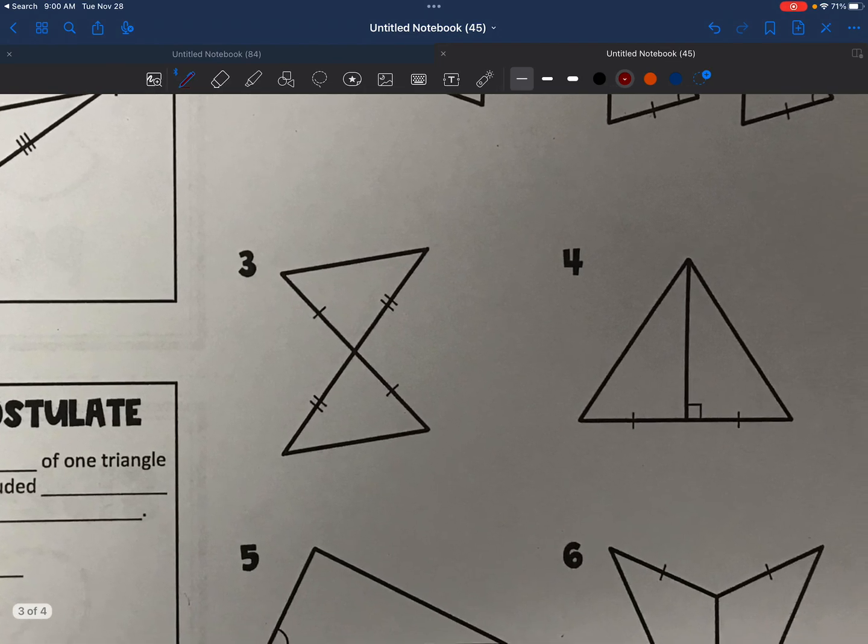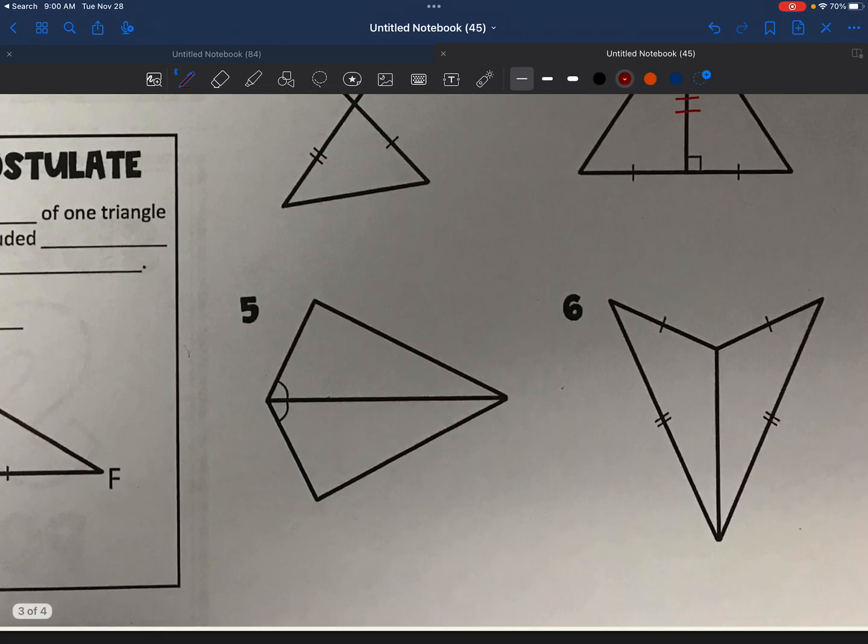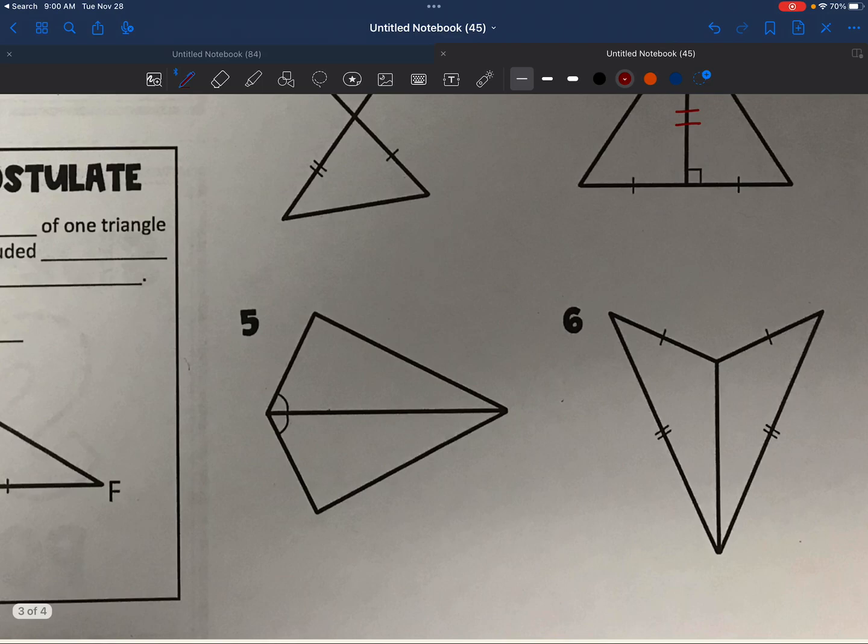4 has a shared side. Now, here, can I just use 2 lines? Yes, because I haven't used 2 yet. And then same thing on 5 and 6, right? On 5, I could just use 1 line because nothing else here is congruent. And then on 6, how many lines would I use to show that? 3.